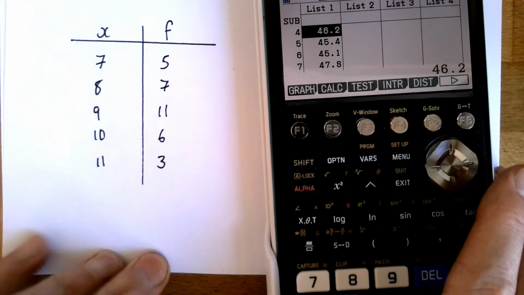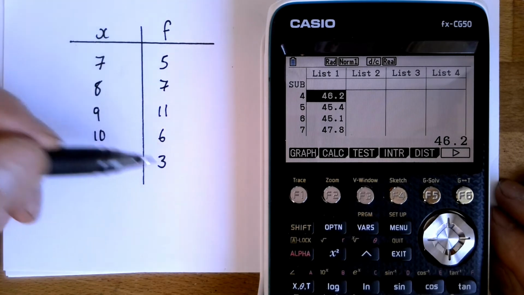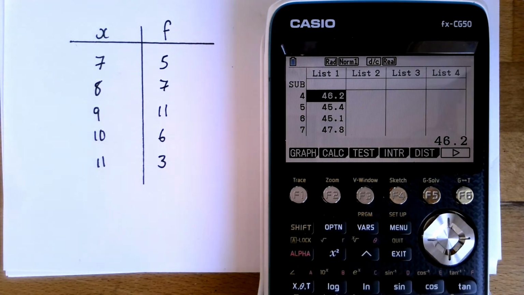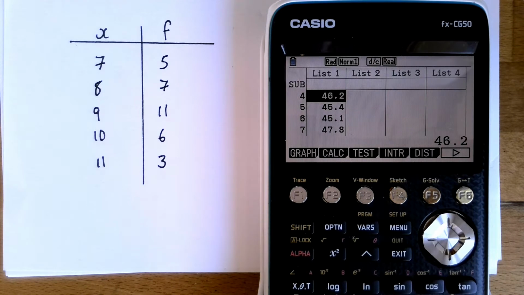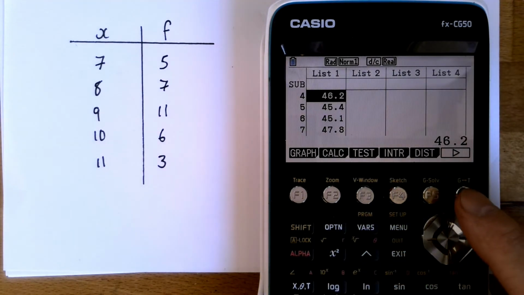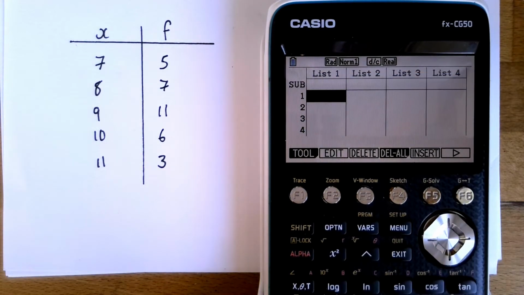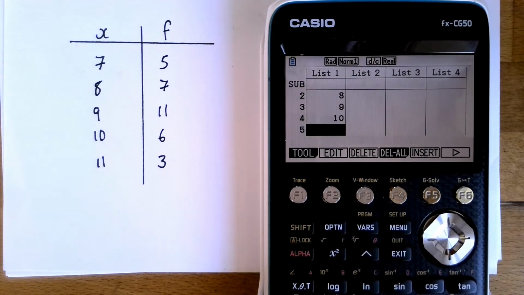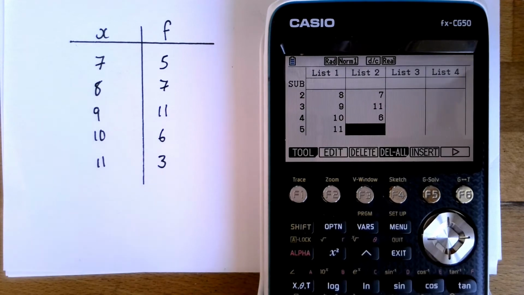So this is data that's been tallied up, and I don't know what this is. This X could be the number of sweets in a packet, and this is the number of packets with that number of sweets. So I'm going to now use my calculator to work out the mean and standard deviation of this data. I've got the old data from question 4 in the calculator already, so I need to delete that. So I press that, delete all. Yes, there we go, fresh start. So I'm just going to enter it in. 7, 8, 9, 10, 11, and 5, 7, 11, 6, and 3.